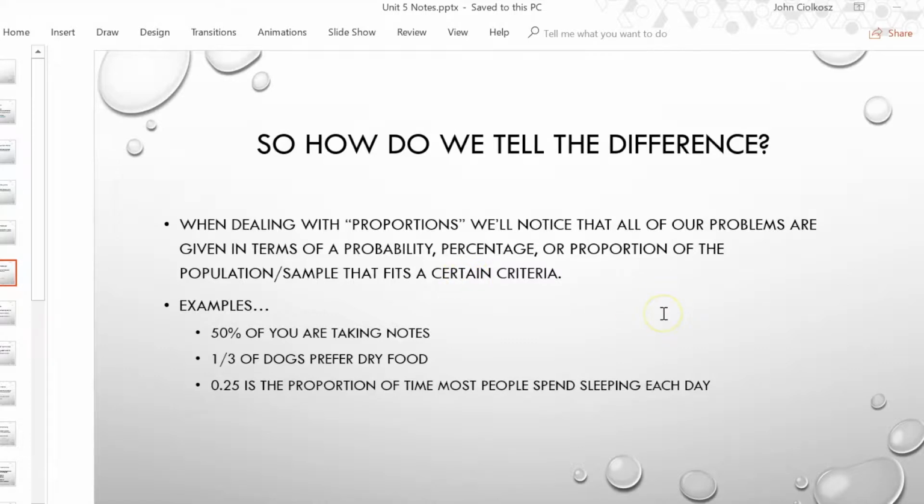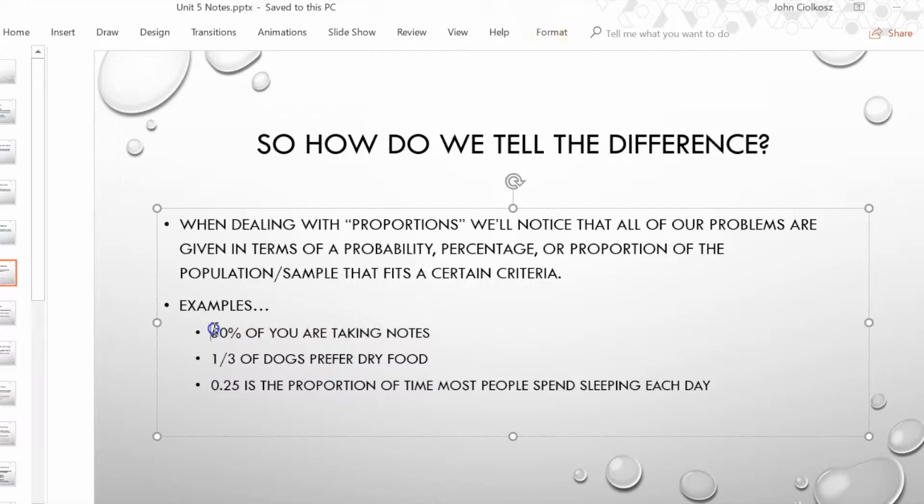Whereas with proportions, the best way to understand these is through these examples here. So we can be given statements like 50% of you are taking notes. Obviously, it's always going to be higher than that. 1/3 of dogs prefer dry food. And again, I just made these up as I go. So we can be given a percentage of a population that fits a certain criteria, a fraction, or our proportion here. So 0.25 is the proportion of time most people spend sleeping each day.